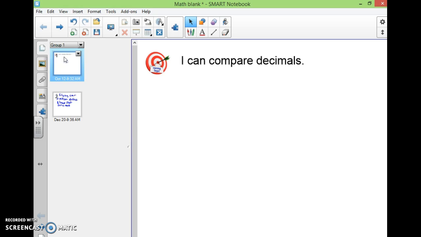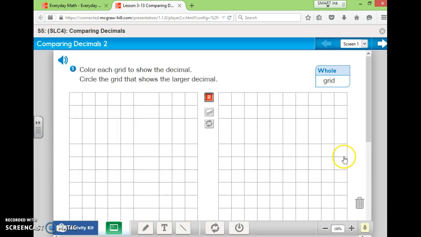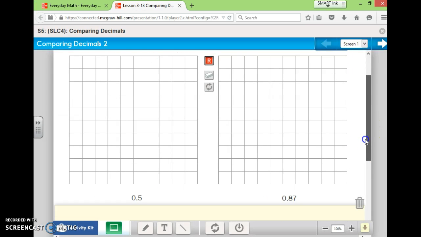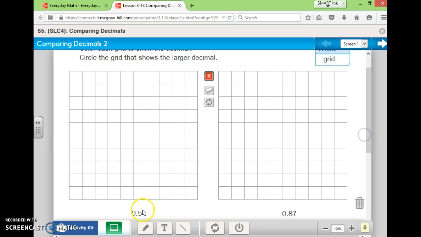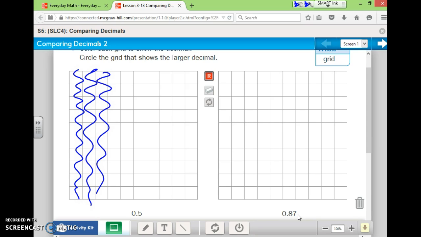Alright, let's go to this. Our learning target today is I can compare decimals. So we're going to start out first by reviewing some things about decimals. So right here we have 5/10 and 87/100. So when we would shade this in, so 5/10, this is a tenth right here. So there's 1, 2. So that is showing 5/10.